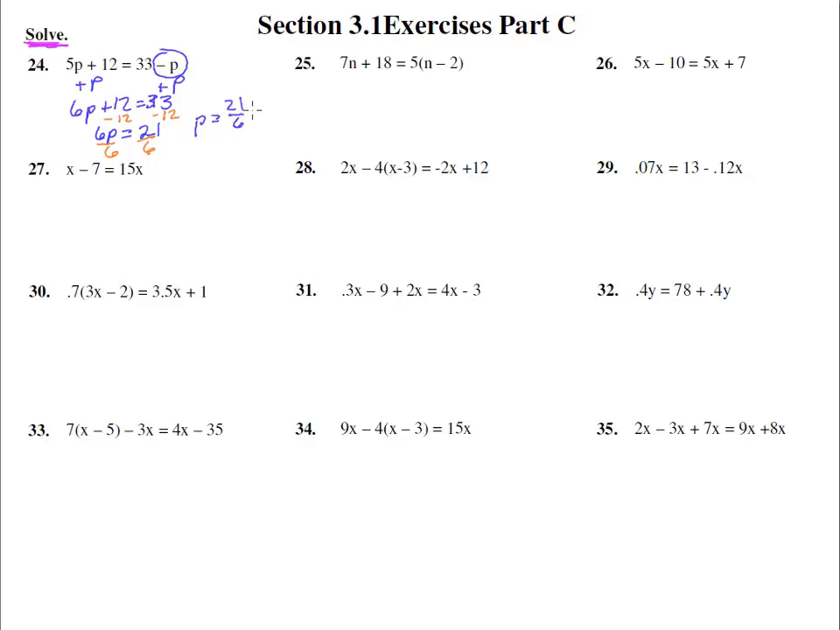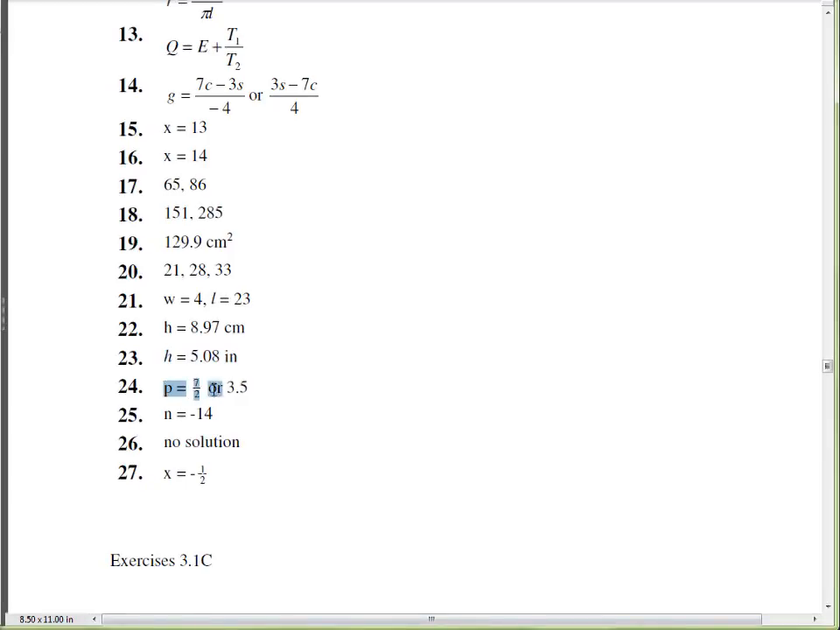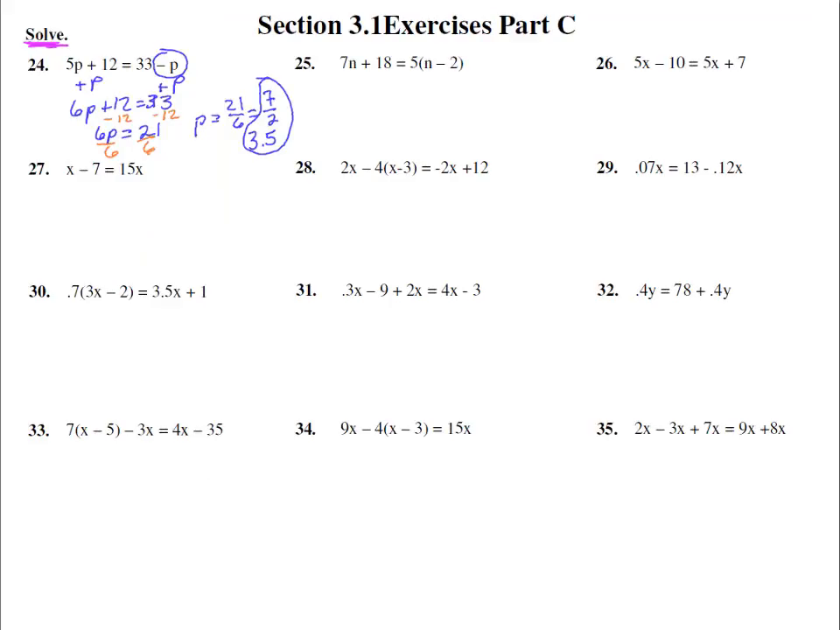Now does that reduce? I think it does. You can divide by 3 and divide by 3. So you get 7/2, or if you put it in a calculator, you would get 3.5. So 7/2 or 3.5 would work. Let's double check our answer. P equals 7/2 or 3.5.